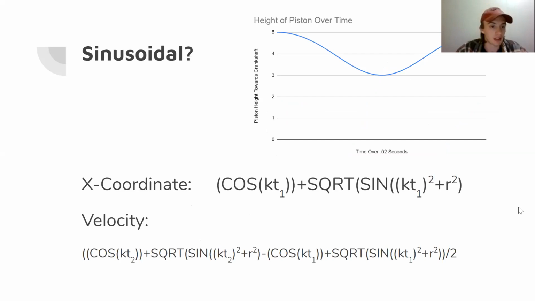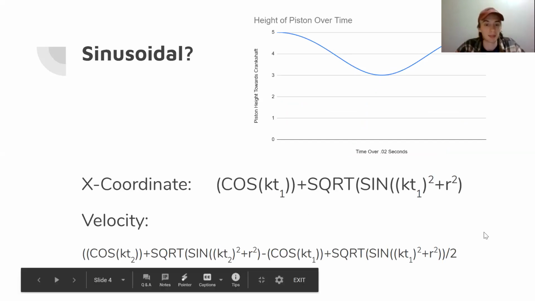In graphing the function of the height of the piston over time, it shows an almost distinctly sinusoidal wave within limitations of 5 inches and 3 inches. However, we cannot call this a sinusoidal function because the cosine at the beginning here would be a constant, and this cosine cannot be a constant because it is variable and thus cannot be expressed in terms of sine.